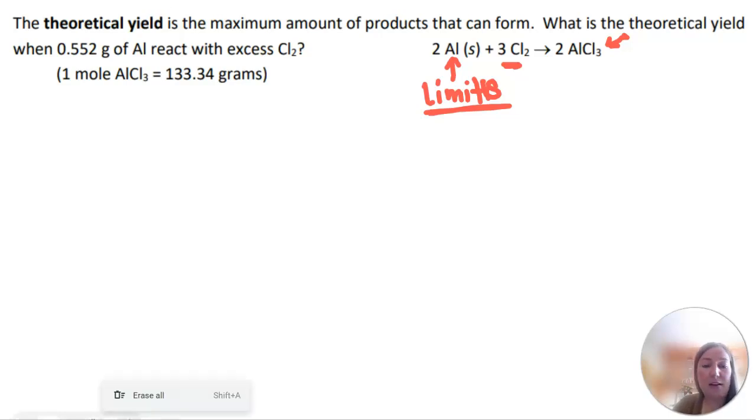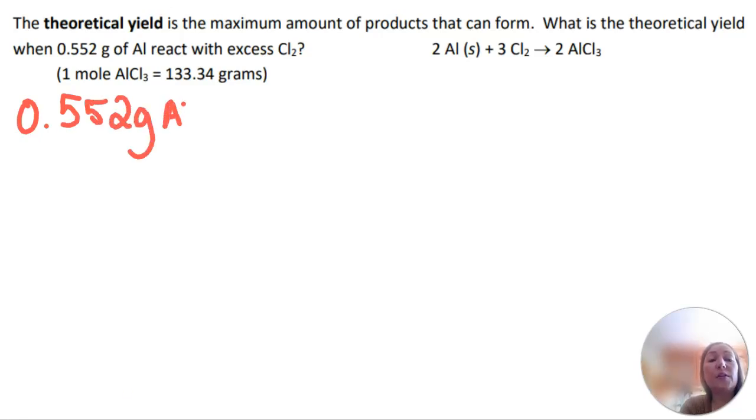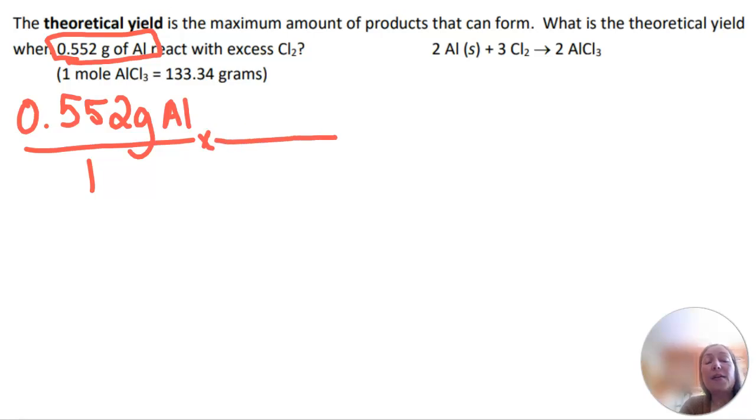So let's figure out, how much is that? How much aluminum chloride can we make from our aluminum? We know we have all the chlorine we need, so we can basically ignore it. So we start off with 0.552 grams of aluminum, and we put it over 1. That's our known. And then we bring down our units, grams of aluminum.